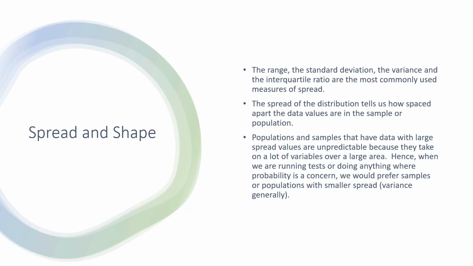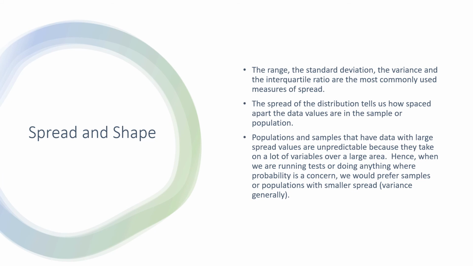So let's talk about some principles for spread and shape. The range, the standard deviation, the variance, and the interquartile ratio are going to be the most commonly used measures of spread. The spread of a distribution tells us how spaced apart the data values are in a sample or a population. Populations and samples that have data with large spread values are unpredictable because they take on a lot of values over a large area. Hence, when we are running tests or doing anything where probability is a concern, we would prefer samples or populations with smaller spread, and that's variance generally.